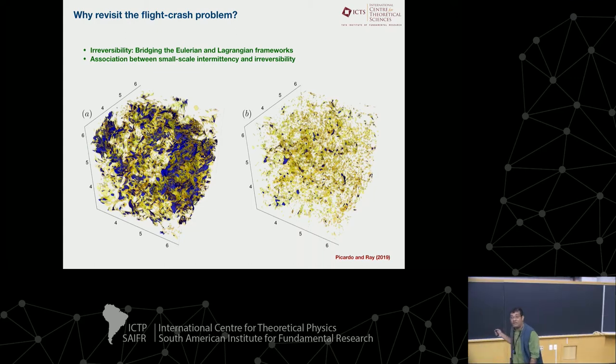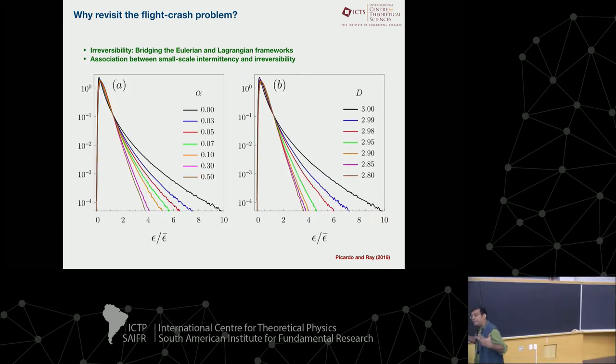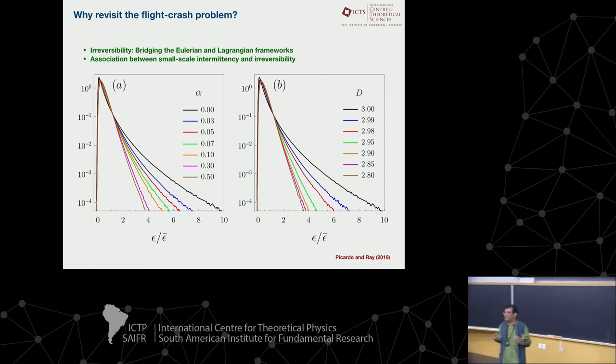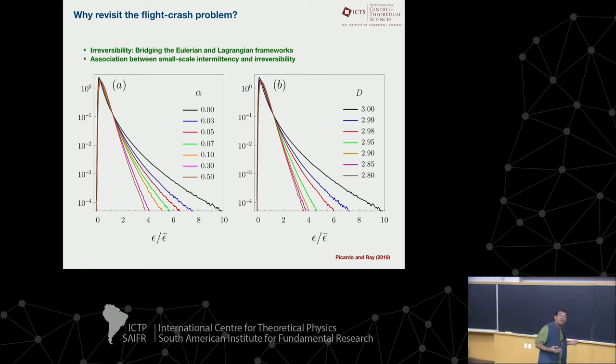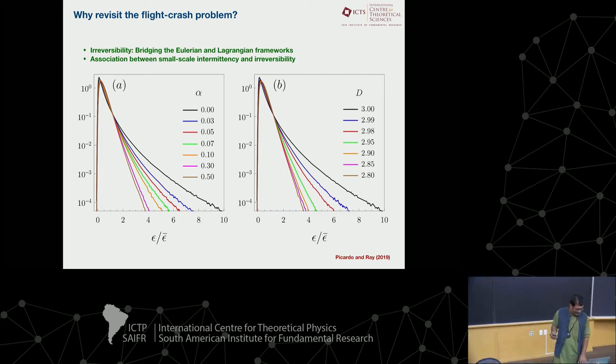So this is a dissipation field from a three-dimensional flow. Blue is regions which are extremely dissipative, I think about 6 times more than the average dissipation. Under decimation, where we've removed just a few modes, you see that these blue regions disappear. So if the conjecture is that flight crashes happen only because there are these strong Eulerian intermittent structures that a Lagrangian particle faces along its way, it shouldn't show up when you decimate. Also, we found that the statistics of dissipation change from log-normal, which is well known in three-dimensional flows, to something much more exponential under decimation.